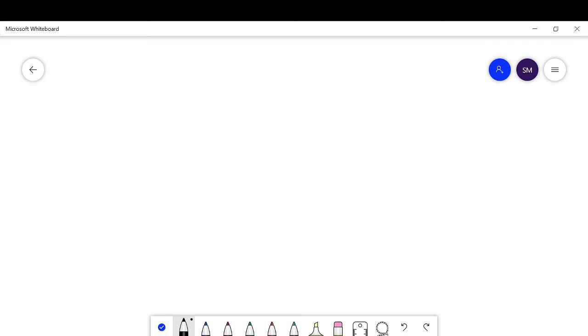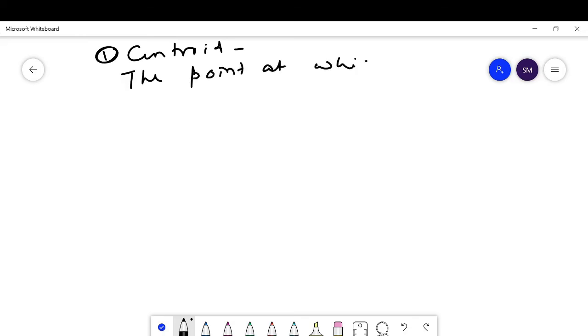Okay, then look here. At first, what is the centroid? Please note down. The centroid is the point at which the medians of a triangle meet. The point at which the medians of a triangle meet is called the centroid.